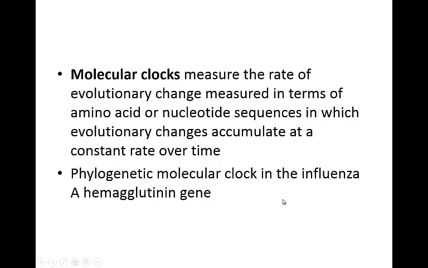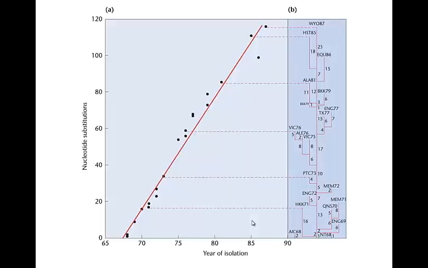On the next slide is a phylogenetic molecular clock looking at the influenza A hemagglutinin gene. This is one of the proteins on the coat of the influenza virus, and it's responsible for getting the influenza inside of the cells. What we can see here is that as the number of nucleotide substitutions goes up, we can figure out the year they were isolated, and it goes up in a pretty straight line. You can follow these individual isolates and how they might be related to one another.